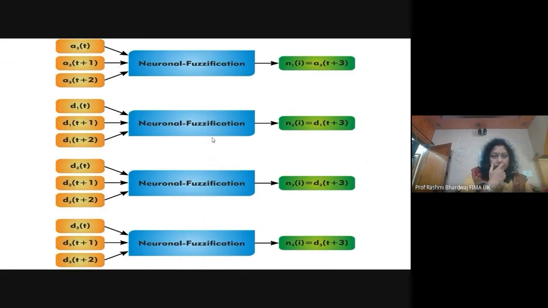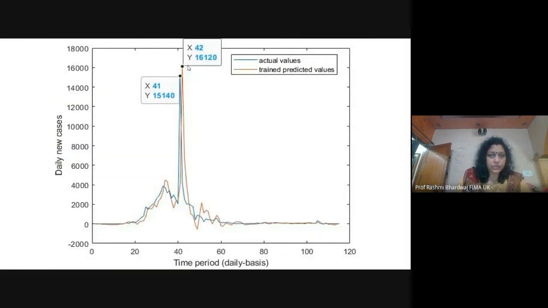In this Chaos, Solitons and Fractals paper, we have taken the data. What we did, we took the 3 days data to analyze the 4th-day data. Then we used machine learning, fuzzification and wavelet techniques to analyze it, and we got very good results. When we take daily cases, this blue one is the actual value, which comes to be 41. But in our case, what we forecasted comes to be 42, so it is very near.